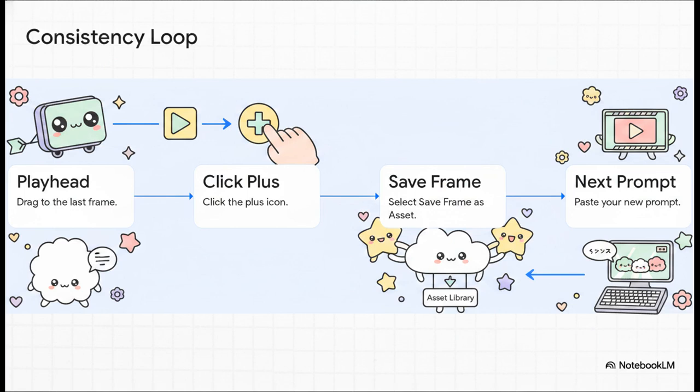Step 1. You drag your timeline playhead all the way to the very last frame of your generated clip. Step 2. Click that plus icon. Step 3. And this is the secret sauce. Before you type a single word, you explicitly select Save Frame as Asset. What this does is it physically grabs the final image of your character from the first clip and uploads it as the absolute required starting frame for clip number 2. Then, and only then, Step 4, you paste your prompt for the next scene.